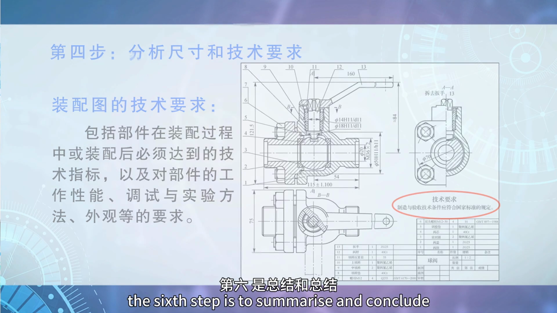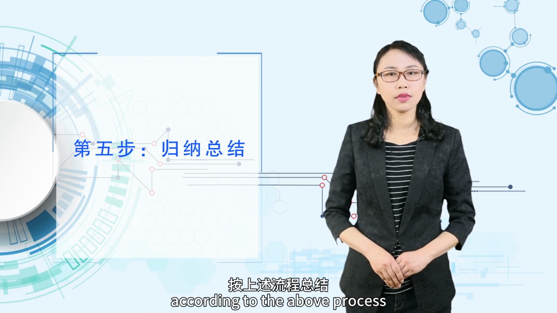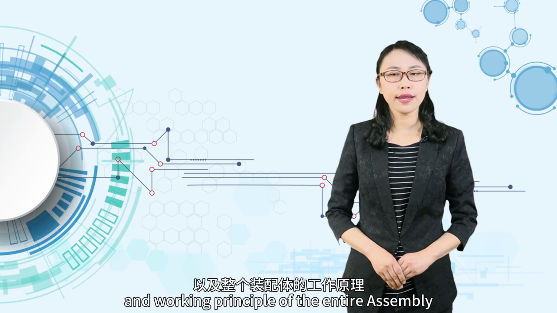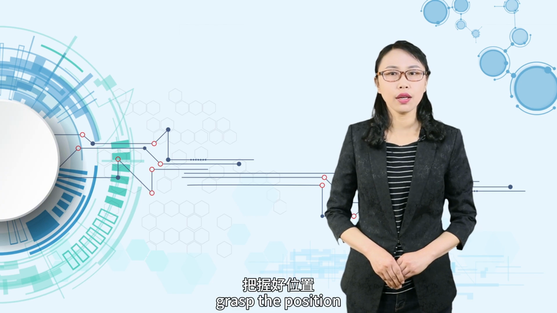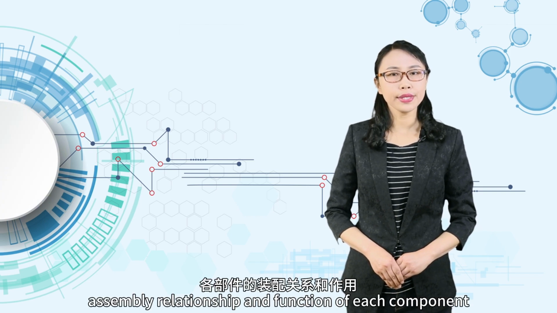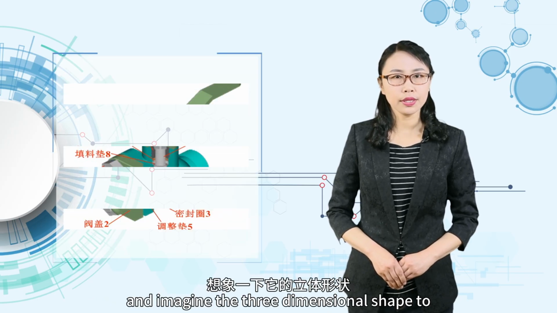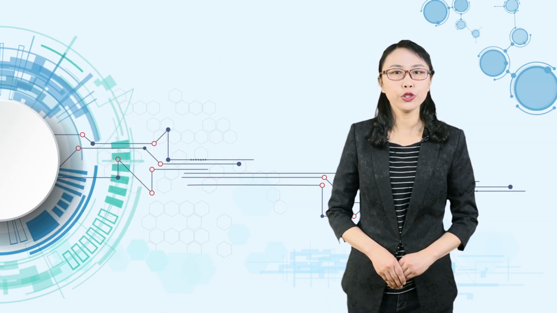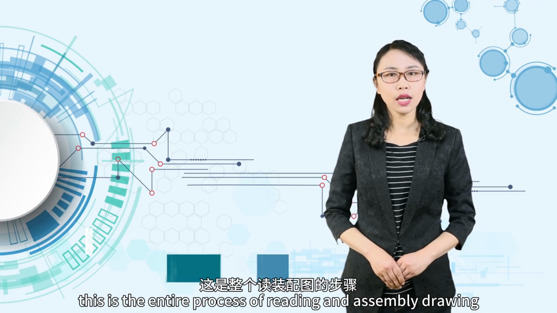The 6th step is to summarize and conclude. According to the above process, we can fully understand the structure and working principle of the entire assembly, grasp the position, assembly relationship, and function of each component, and imagine the 3-dimensional shape to establish a 3-dimensional model of the ball valve, as shown in the figure. This is the entire process of reading an assembly drawing.